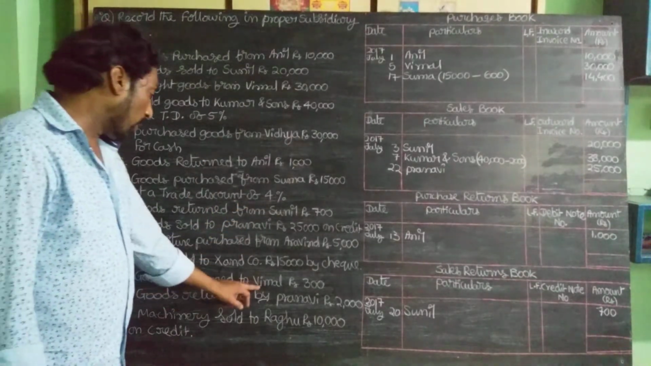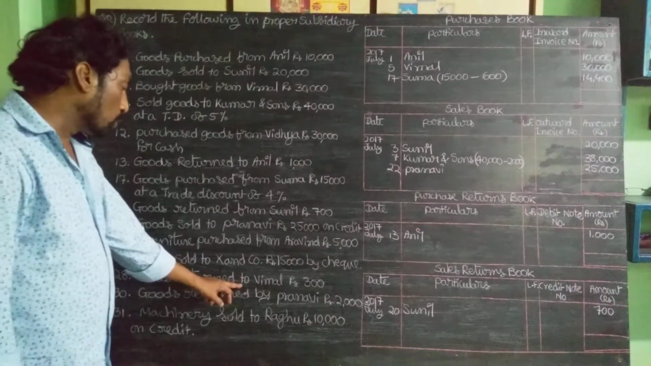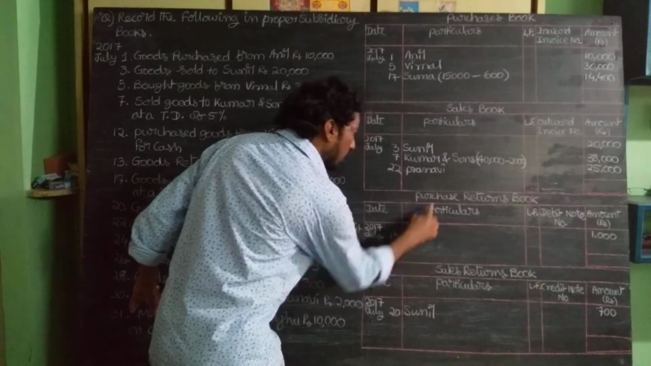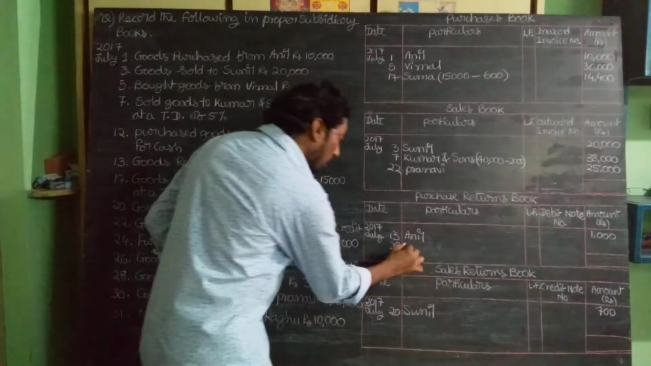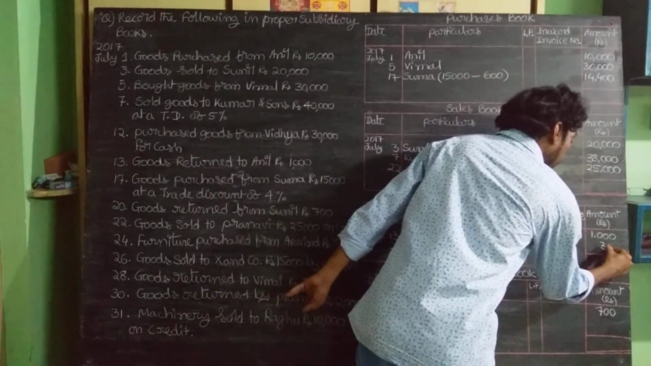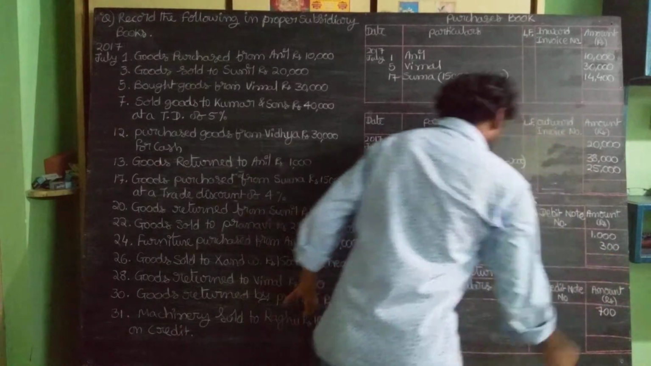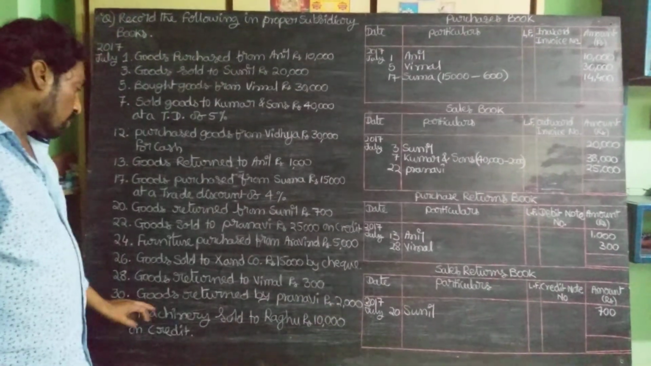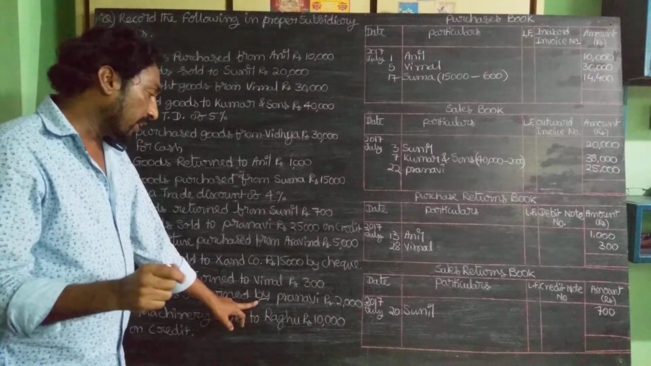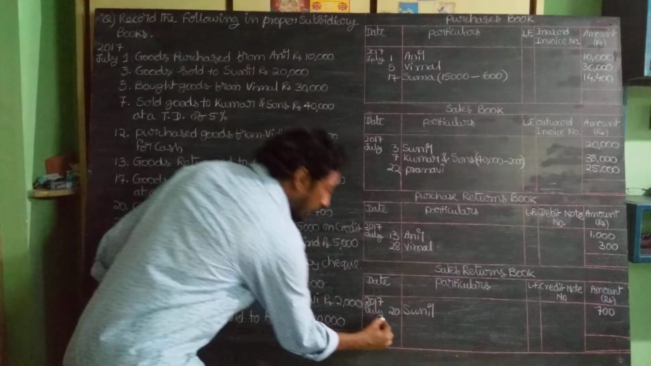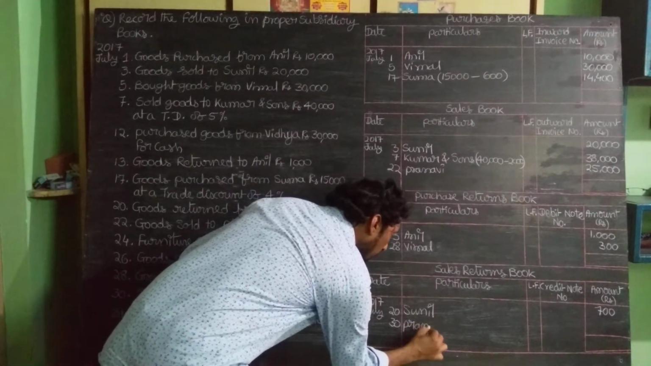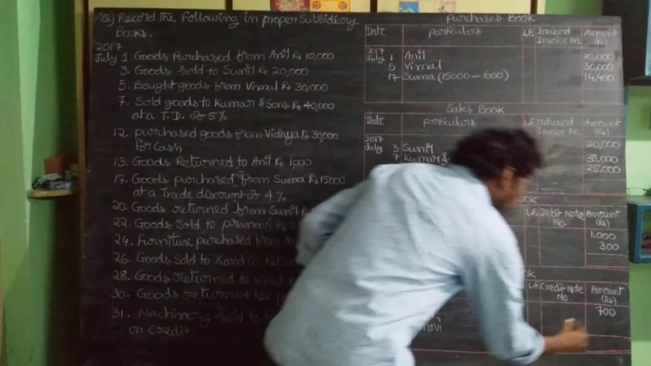Goods returned to Vimal. Goods returned to means purchase returns. Purchase returns, 28th date, purchase returns book, goods returned to Vimal, amount 300. Next, goods returned from a customer, or goods returned by a customer, is treated as sales returns. So 30th, sales returns book, Pranavi, rupees 2,000.